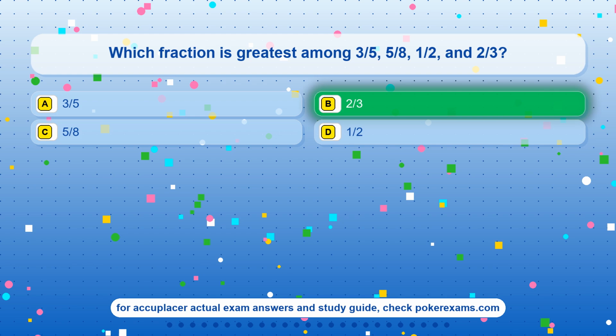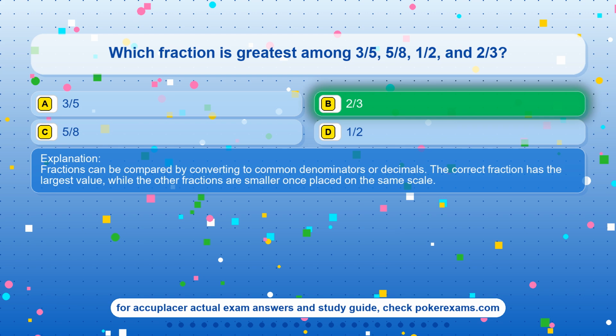The correct answer is option B, 2/3. Fractions can be compared by converting to common denominators or decimals. The correct fraction has the largest value, while the other fractions are smaller once placed on the same scale.